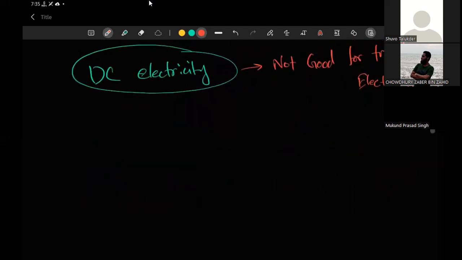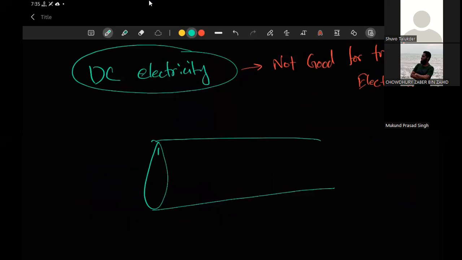DC electricity cannot be supplied over very long distances. Okay, so if we are using DC electricity for supplying currents everywhere, the theoretical value we will get for the width of our wires would be 1 meter. So if we wanted to supply electricity from Kaptai, Chattogram to Dhaka, and we use DC electricity, we would need wires that are 1 meter in width. So you can imagine this would be really unrealistic, right? This would be unrealistic, right?